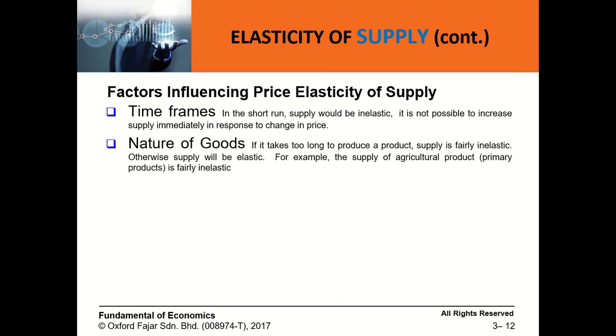The nature of the good. Some goods take too long to produce, and in this case the supply is a bit inelastic. For example, the supply of agricultural products such as paddy is a bit inelastic. Why? When you see the price increase, you cannot easily adjust the quantity of paddy to be produced. Why? Paddy takes time to produce. Therefore, quantity increases, but with a smaller percentage, and it is known as inelastic.